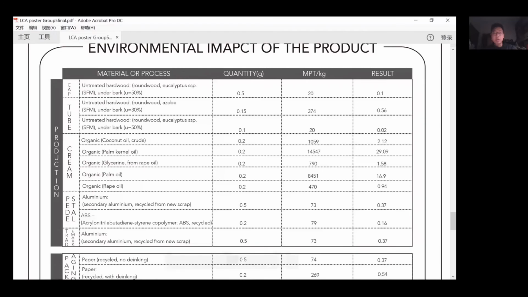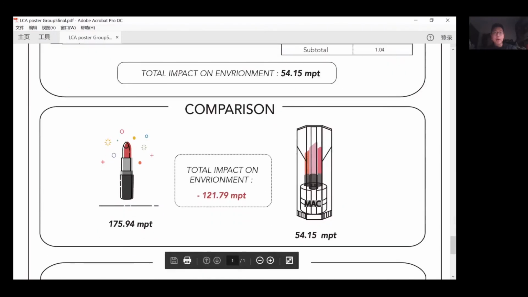And in conclusion, this is a comparison chart. The three key points of our group's lipstick design are wooden shell, 3-in-1, large capacity cream, and reducing transportation pollution. These redesign ideas can effectively reduce MPT. According to the chart, the new lipstick is reduced from 175 to 54 MPT. In light of this, it is an effective recyclable design.